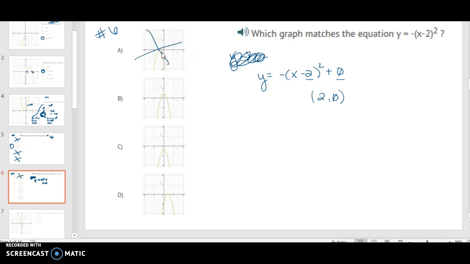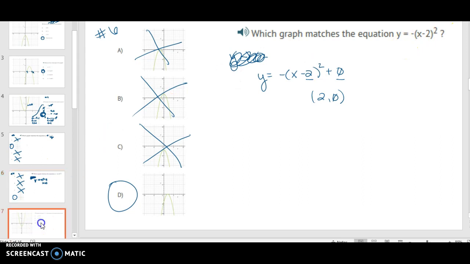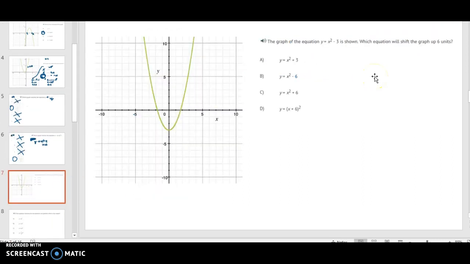B is 0, 2. Nope. Nope. It has to be D. Don't you like these? So again, if you know the strength of vertex form and the strength of standard form, you don't have to do much math. It's the best part.